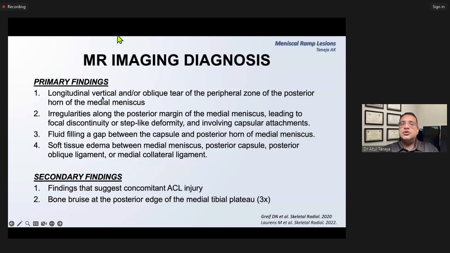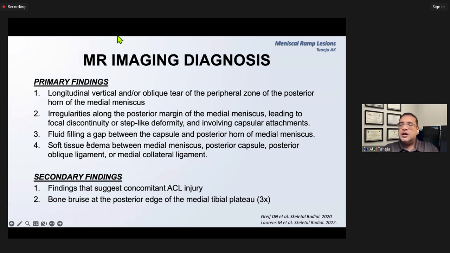So usually we will see a longitudinal vertical tear or oblique tear in the peripheral zone of the posterior horn of the medial meniscus. Okay, that's the main finding. Also, irregularities along the posterior margin of the meniscus that will lead to a focal discontinuity or step-like deformity and involving the capsular attachments. A fluid filling that gap between the capsule and the posterior horn. That's a very interesting finding.